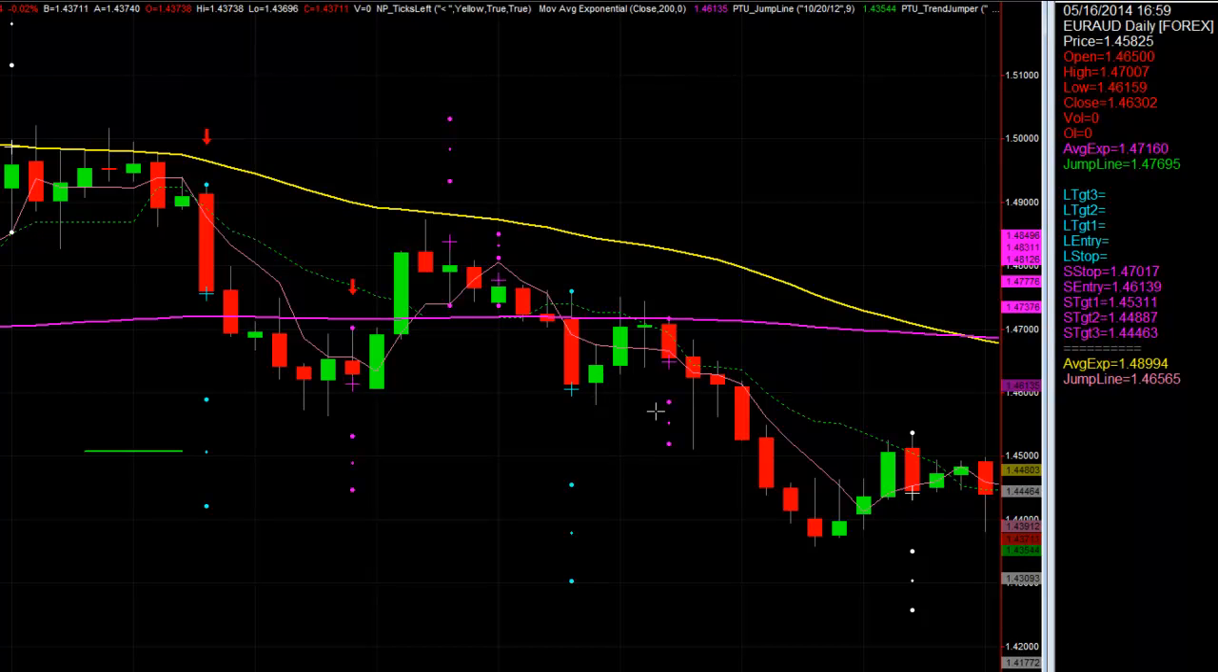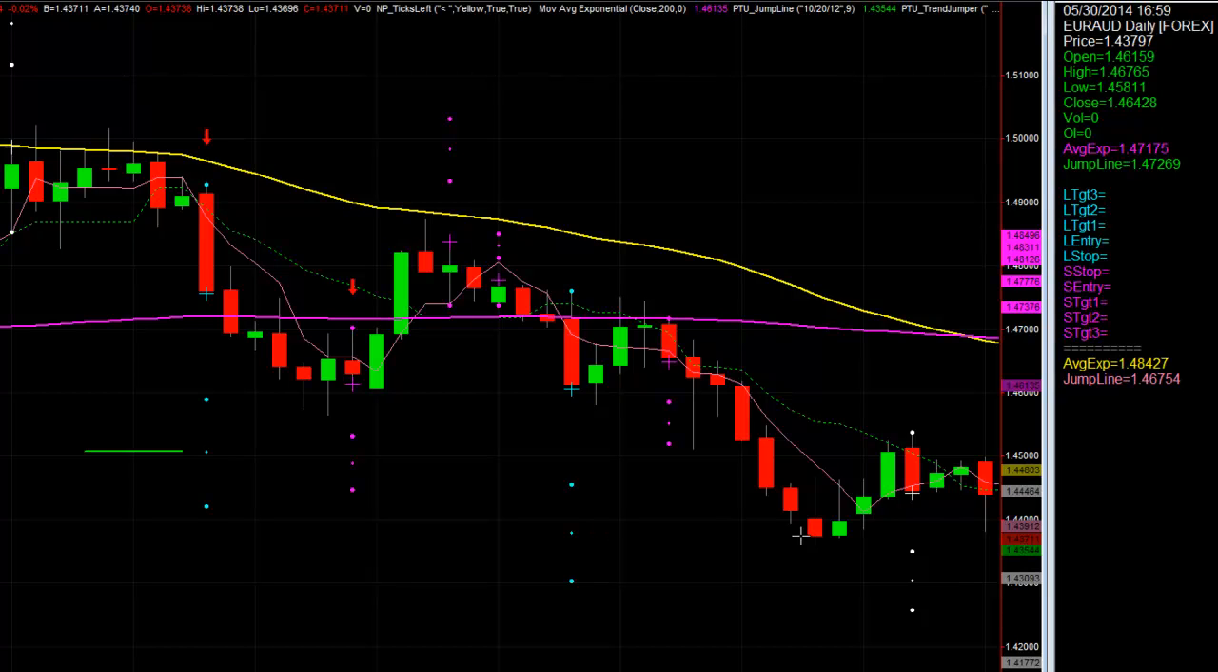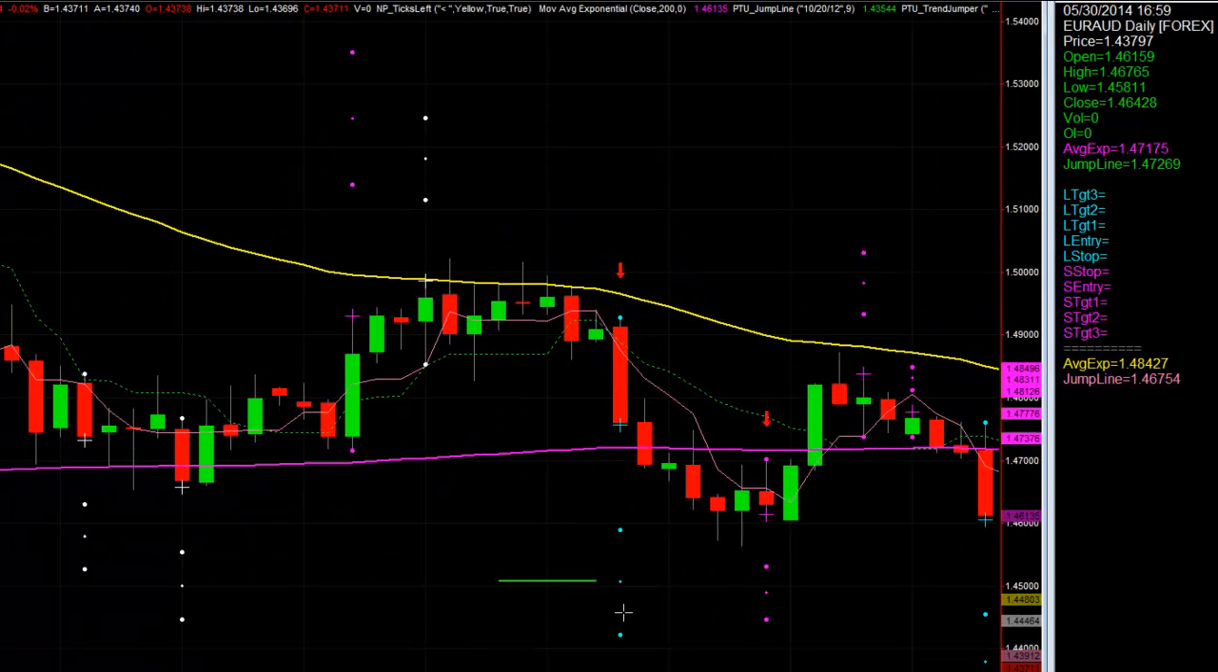anytime. Notice the importance of dynamic targets. When this one came down and hit that middle target, that was about as far as it wanted to go before it actually turned around and went back up the other direction. At the point when that trade took place, this trade was tuned to market conditions. The Trend Jumper targets are typically very accurate.